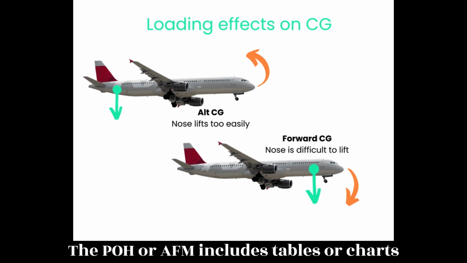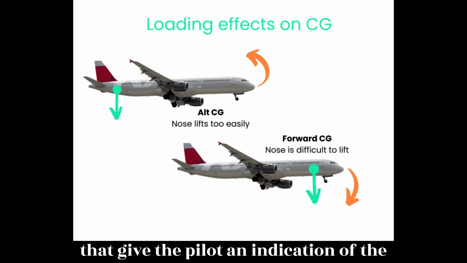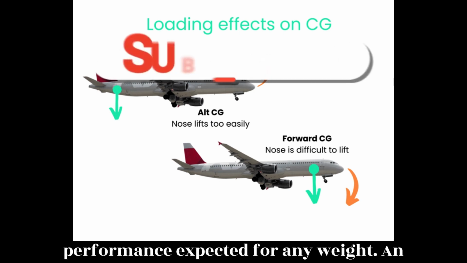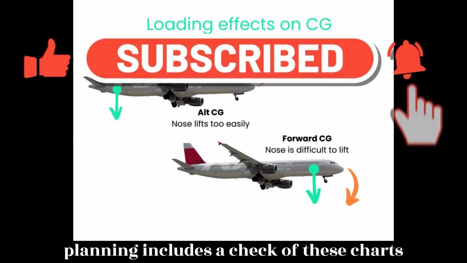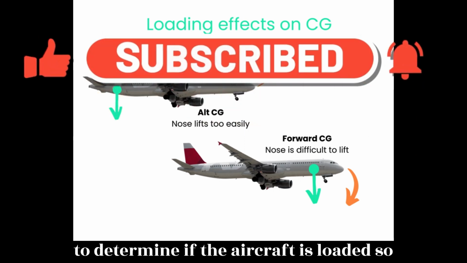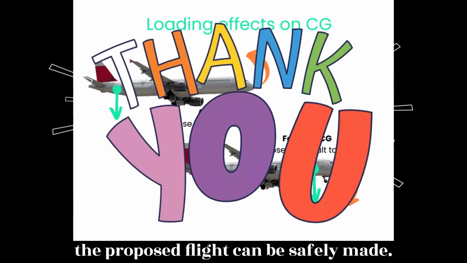The POH or AFM includes tables or charts that give the pilot an indication of the performance expected for any weight. An important part of careful pre-flight planning includes a check of these charts to determine if the aircraft is loaded so the proposed flight can be safely made.